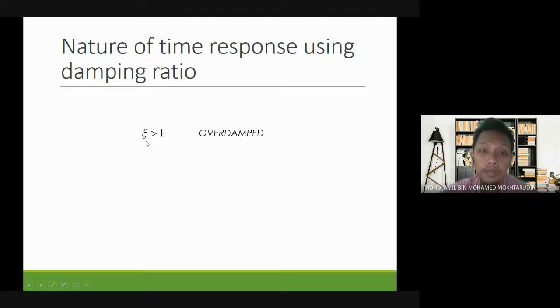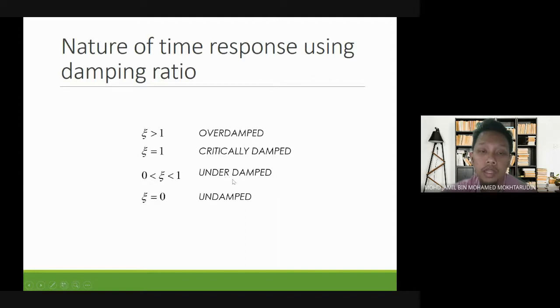If your damping ratio is bigger than 1, then the system is overdamped. If damping ratio equals 1, then the system is critically damped. If the damping ratio is in between 0 and 1, then the system is underdamped. And if the damping ratio equals 0, the system is undamped.